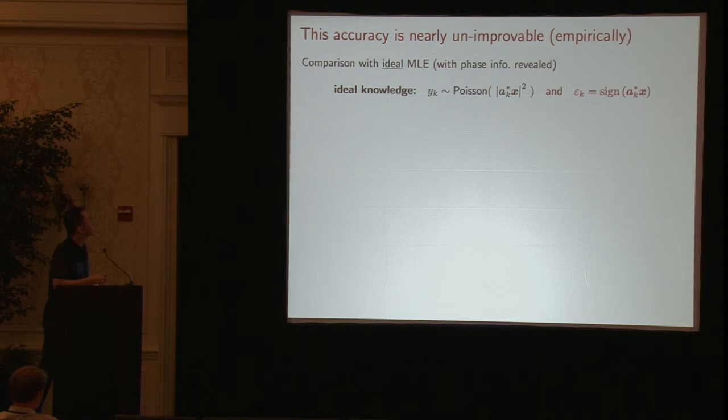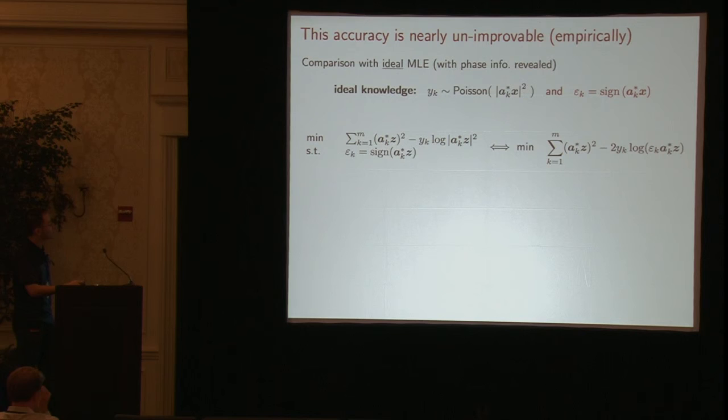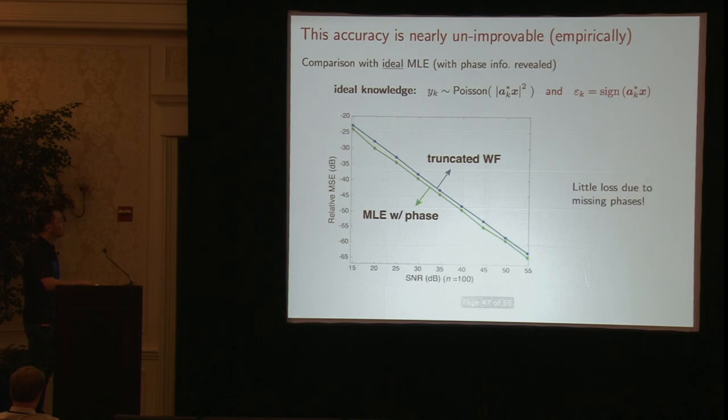So let's compare with something that we can compute and that we know is definitely better than this. Let's do some MLE, but let me reveal the phase information to you. I give you a lot of information about the phase, so I change this quadratic problem into a linear system problem, but with Poisson data. With just this precious side information, we can convert MLE into a convex program which we can solve by CVX. Then just by using CVX to solve it, you can see that with the phase information, I get this curve. Without phase, I get this blue curve. So there is only like a 1.5 dB loss if we don't have any of the phase information.